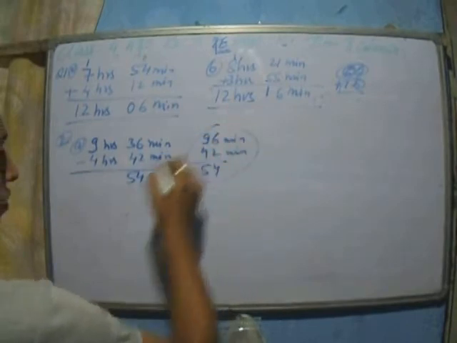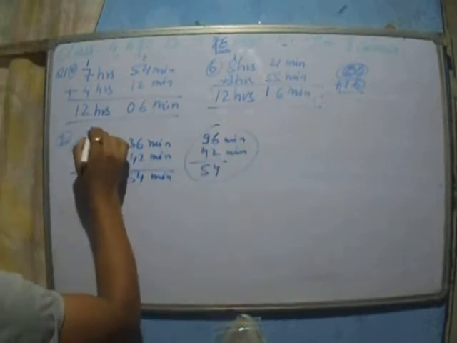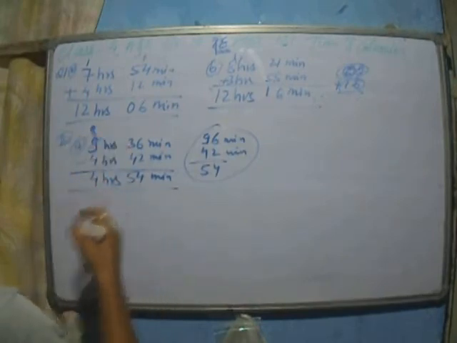This rough work you have to do. Okay. Then hours will remain same. Here this is changed to 8 hours. So here 8 minus 4, 4. So this is your answer.